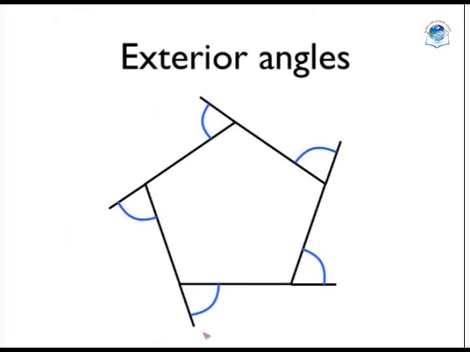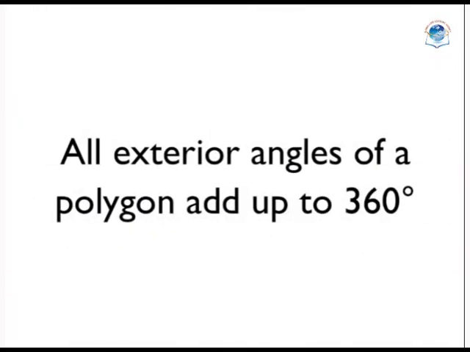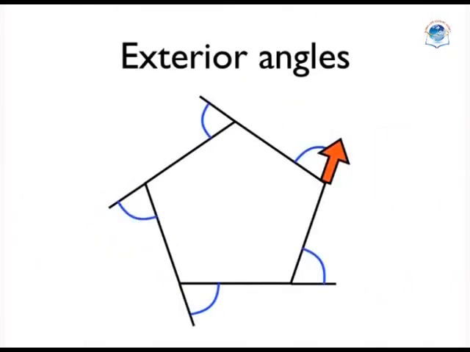The thing is, all exterior angles of a polygon add up to 360 degrees. And it is easy to understand why this is the case. Here, we start with an orange arrow pointing in one direction of the polygon. And what we will do is take the arrow through all the extended lines and notice how much the arrow will rotate.